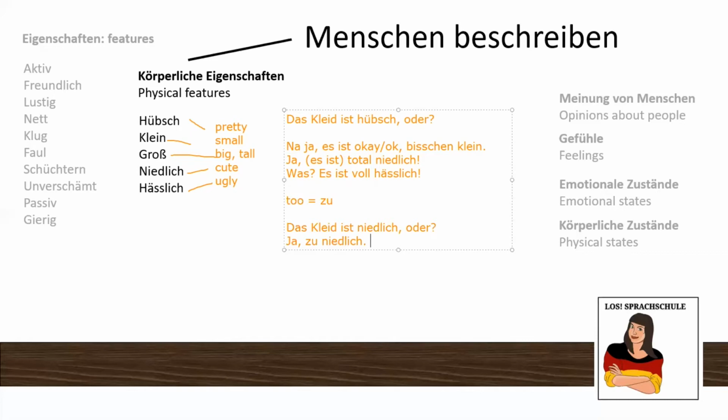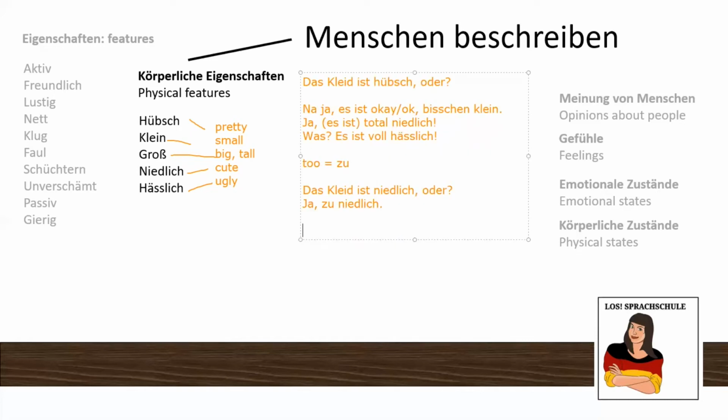Yeah, it's too much of something. Zu niedlich. And we can also make it a typical small clothing thing. For example, die Hose ist zu klein. The pants are too small. Or die Bluse, the blouse, ist zu groß. Yeah, the blouse is too big. Okay, those are, of course, physical features for describing people, but it's all about body positivity. We did it with a dress.